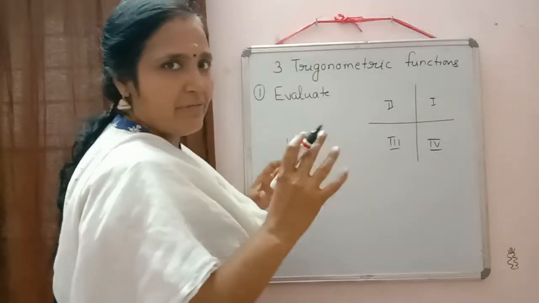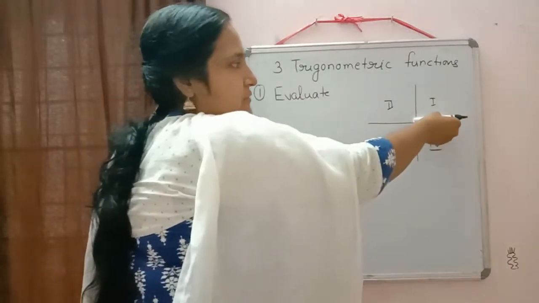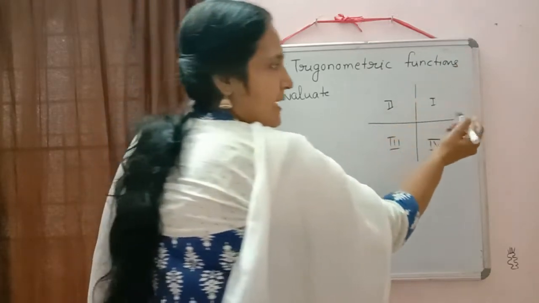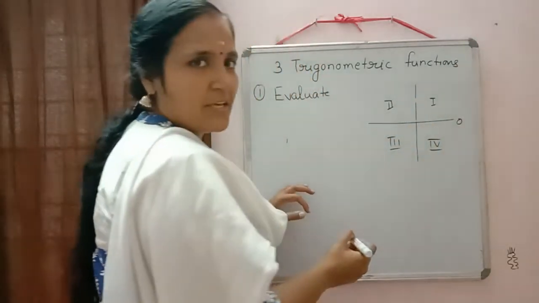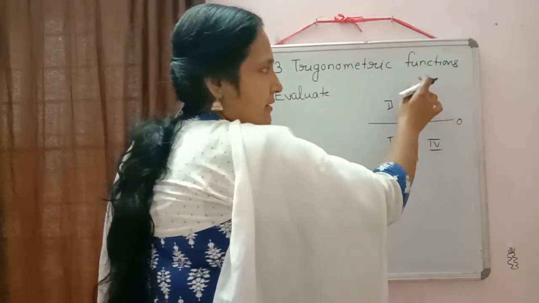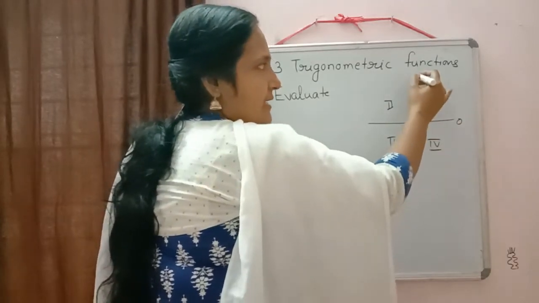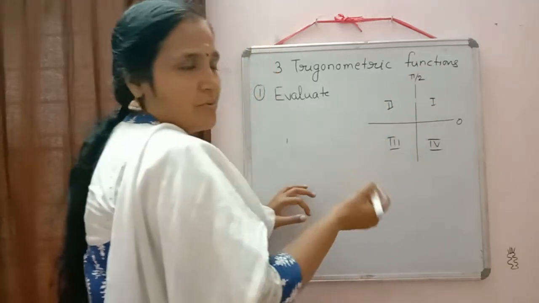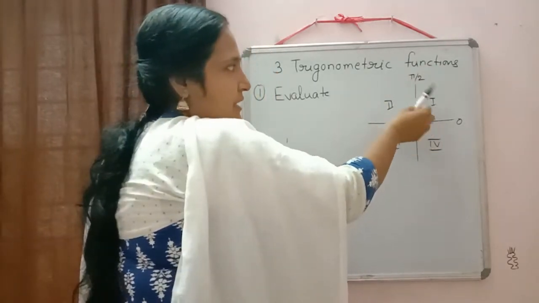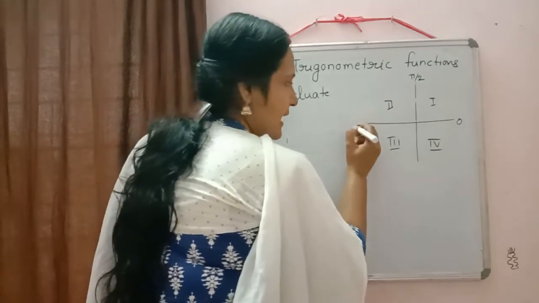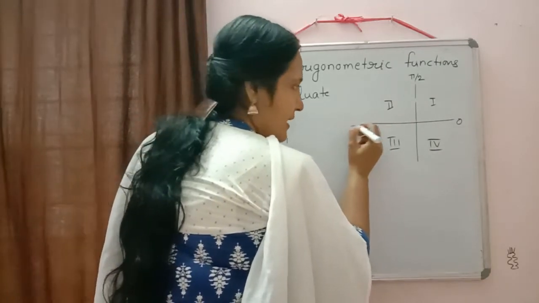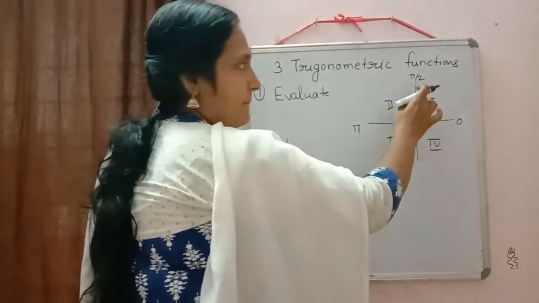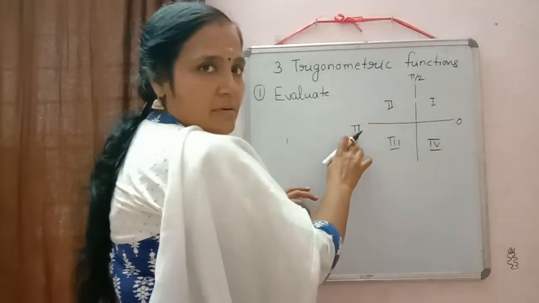Normally when we are drawing angles, we are drawing in this way only, moving around. The starting point we are taking as 0 degree. Then at the intersection point is 90 degree, that is pi by 2. Then when we move further, we will reach 180 degree, and 180 degree we denote as pi. So 0, pi by 2, pi.